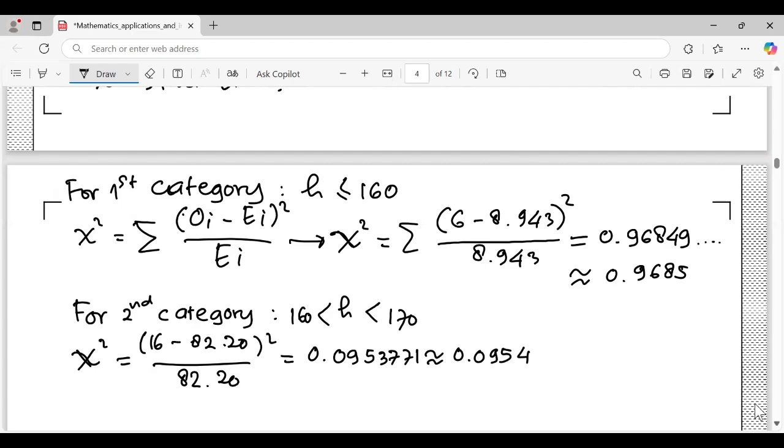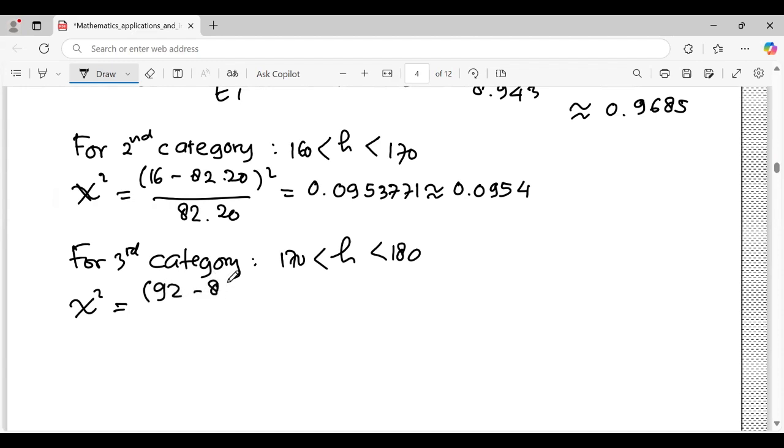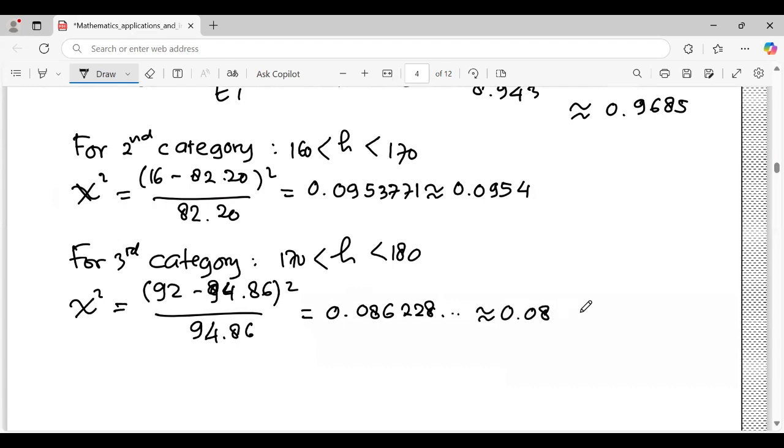Next, for the third category, H greater than 170, less than 180, the chi-squared equals (92 minus 94.58) squared divided by 94.58, and the result is 0.0862, rounded off.